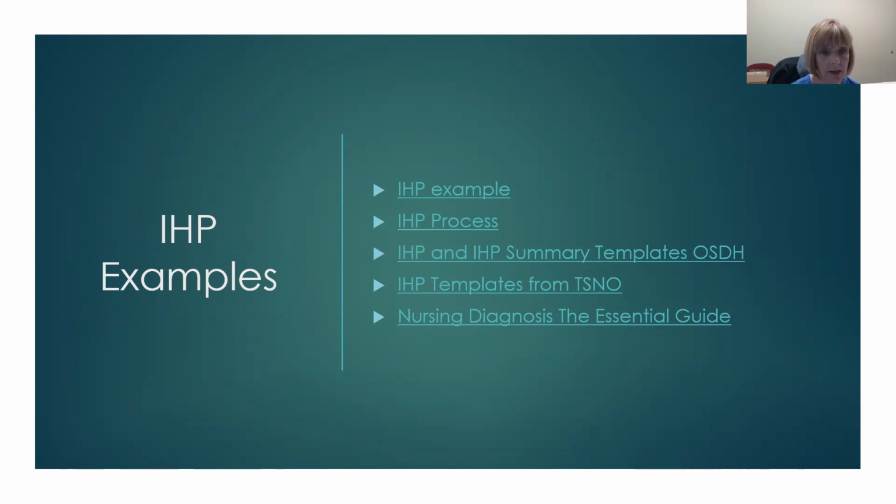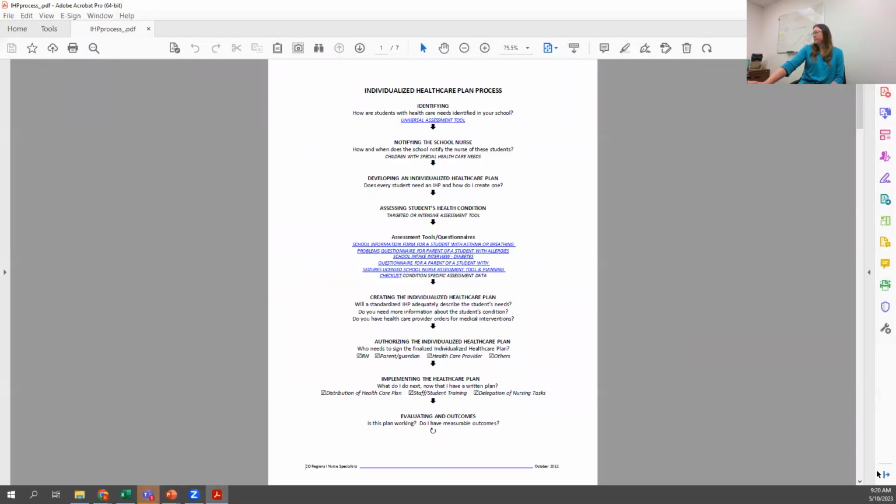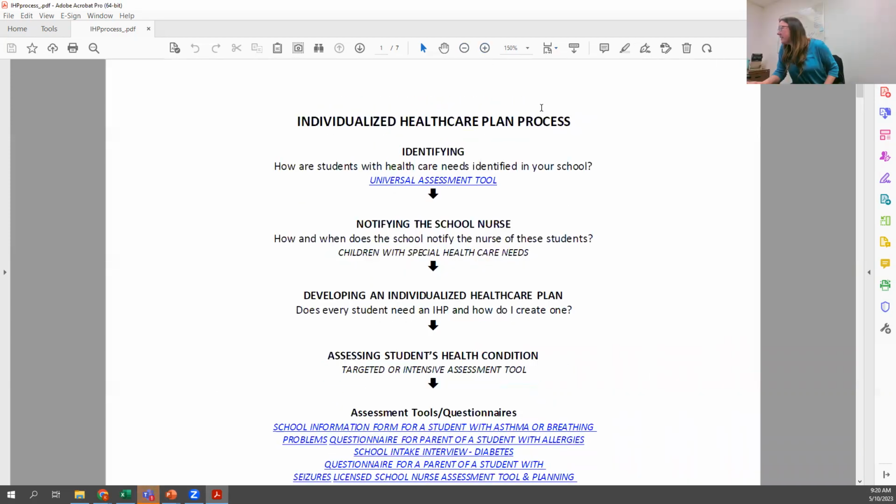I'm going to jump down here to this IHP process, if y'all can see that. Hold on, sorry. There we go. Can you make that a little bit bigger? Yes, so people can read it, and so I can read it. It's hiding here behind. There we go. Is that better?